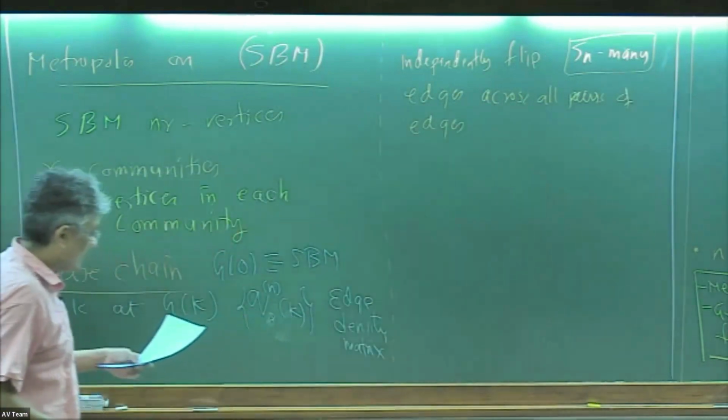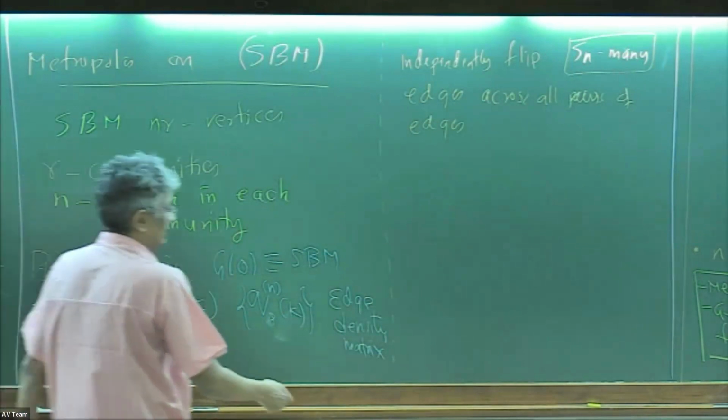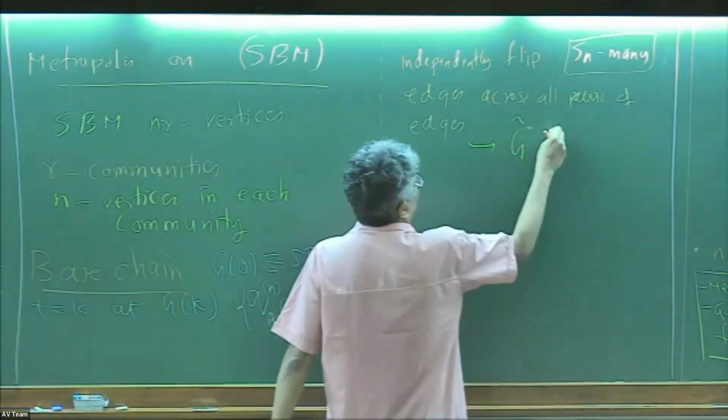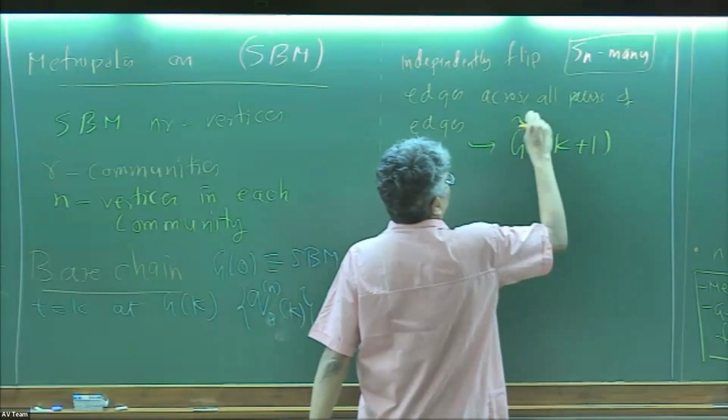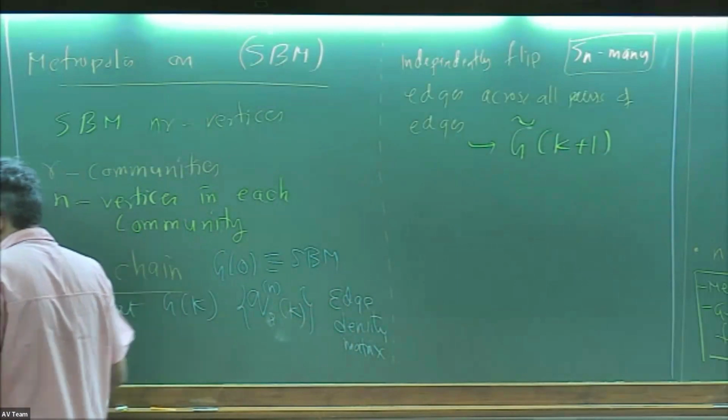I'll choose S_n cleverly. Then at this step, I will get a graph, which for the time being I'll call G tilde of k plus 1. That's the graph after running the base chain, that's where I'm at, my new graph. So you take these many edges, and then you take the new subgraph of these edges, or you remove them? If there's an edge, I remove it. If there's no edge, I place it. I just flip it. Oh, so you just pick S_n many pairs of nodes, and that's it, right? You flip the edges. That's right. On off.